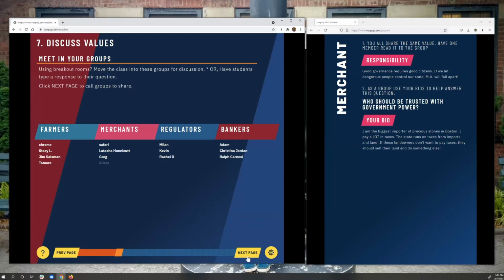They are asked the discussion question, who should be trusted with government power? And they are tasked with formulating a response. And each group has their own questions. So for me as a farmer, my group's question is, why should the government treat everyone fairly?